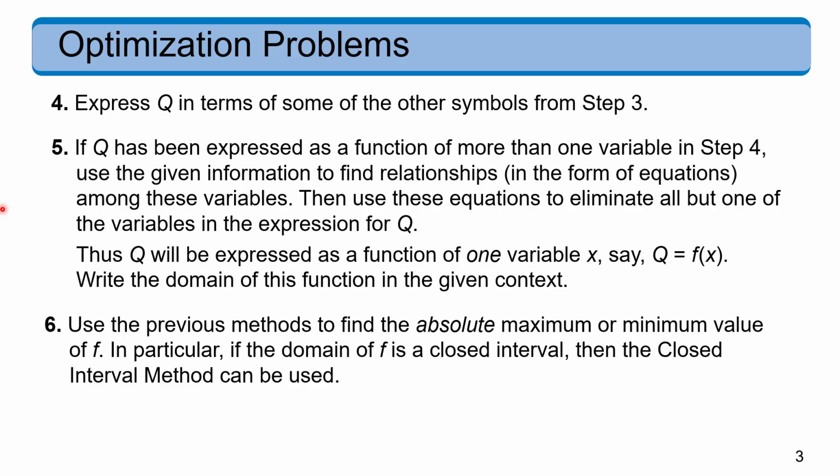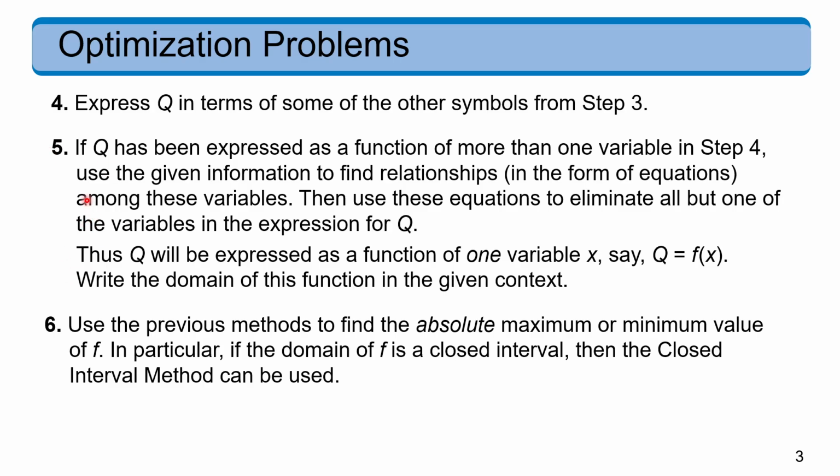Now it may not yet be in the form we want, and the main issue is if Q has been expressed as a function of more than one variable. Suppose Q equals some expression that has x, y, and z in it. That's not in a form that we can use calculus on at this point to optimize. So in step 5, we're going to deal with that.